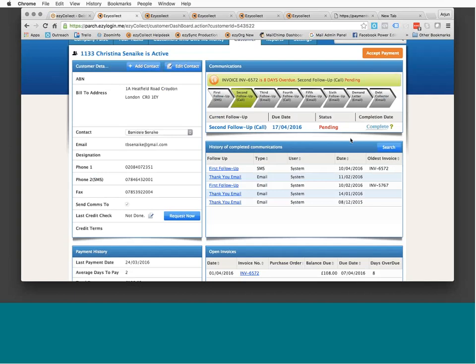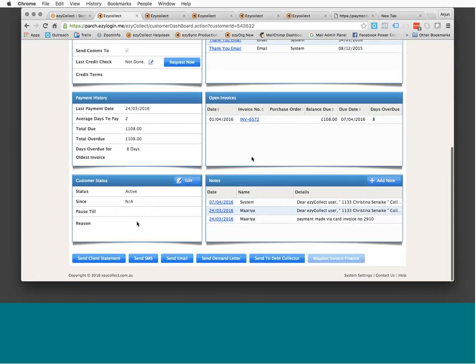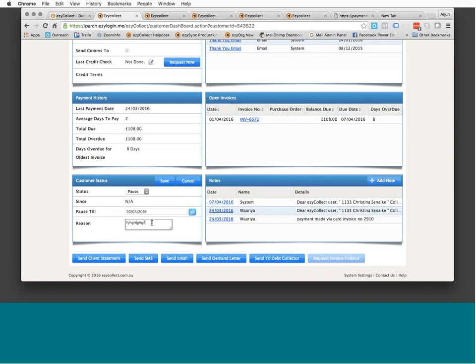Now, in that particular case, let's say the customer promised to pay you at the end of the month. So this is the whole concept of promise to pay. So what you can do then, on the same screen, if someone has promised to pay you, is scroll to the bottom of the screen where it says customer status, and you can pause a customer till the end of the month. So let's say I'll pause you till the 30th, and the reason is promise to pay.